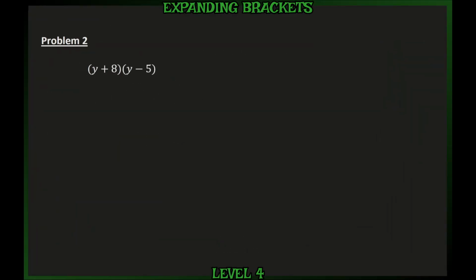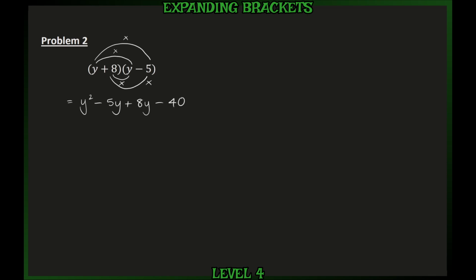In problem 2, we're expanding y plus 8 multiplied by y minus 5. To start, we're going to multiply y by y, and this gives us y squared. Next, we're going to multiply y by minus 5, and this gives us minus 5y. We can now do 8 multiplied by y, which gives us a positive 8y. And finally, 8 multiplied by minus 5 gives us minus 40.